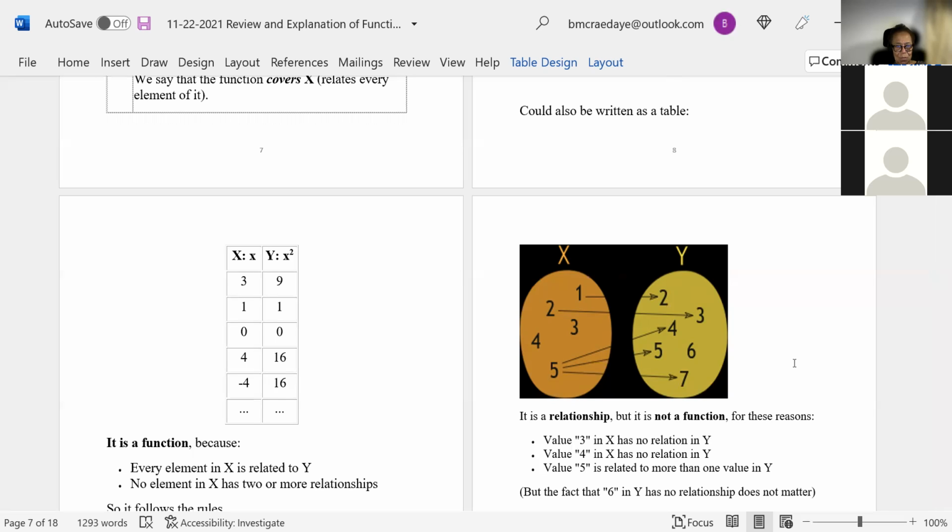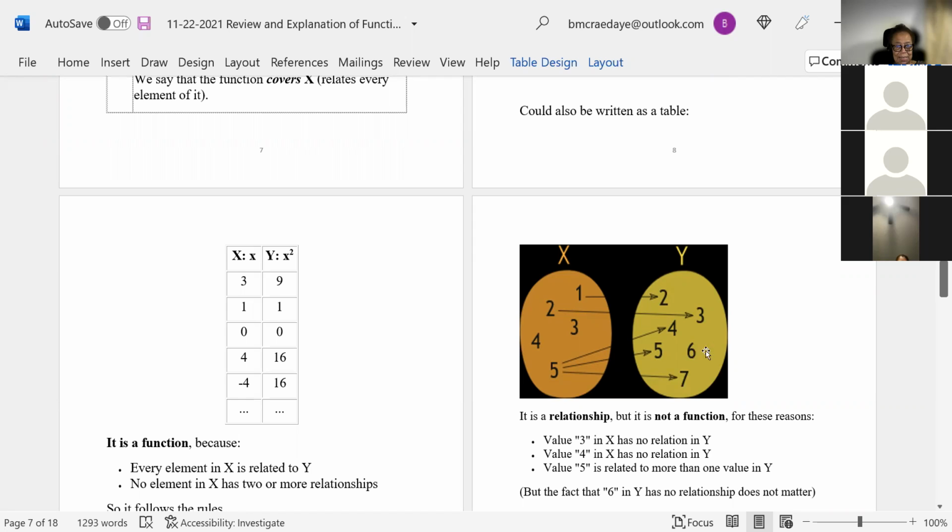Because the X and the Y don't have a relationship. Well, you're right. 3 is not mapped to a Y, and 4 is not mapped to a Y. Okay, so 3 and 4 are not showing a relationship to a Y. And there's another reason. The 5 is mapped to 3 different Y's. So it has more than one value. So 5 is mapped to a 4, 5 is mapped to a 5, 5 is mapped to a 7. Okay, so that makes it not a function.